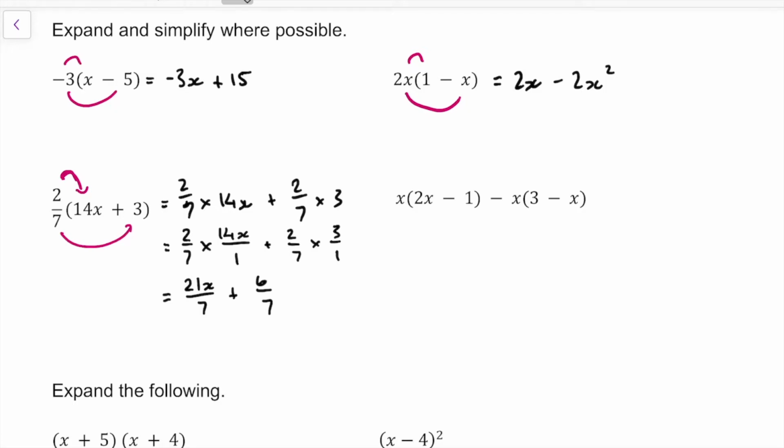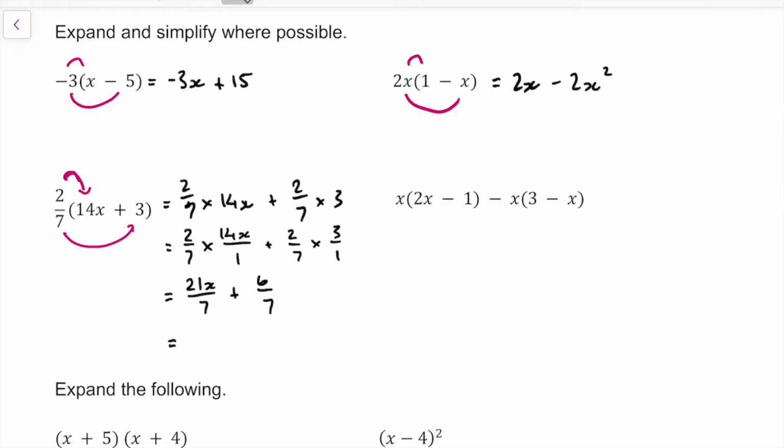And then how many 7s? Oops, and I've made a slight error. It's not 21, is it? I'm working with 7s and not 14s. 2 14s are actually 28. Need to make sure that we write everything down so we do pick up those errors as we're going. Really important. So 28 divided by 7 is 4. So we have 4x plus 6 on 7. Okay. Really important that we do write out all of our working so we do happen to pick up those errors.